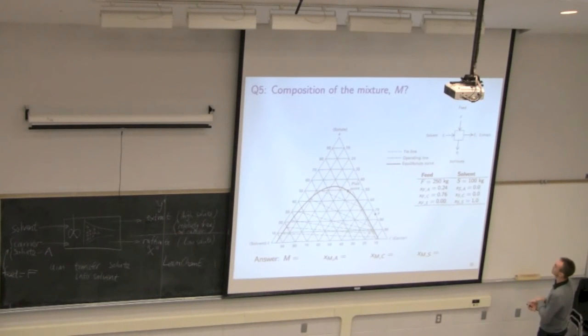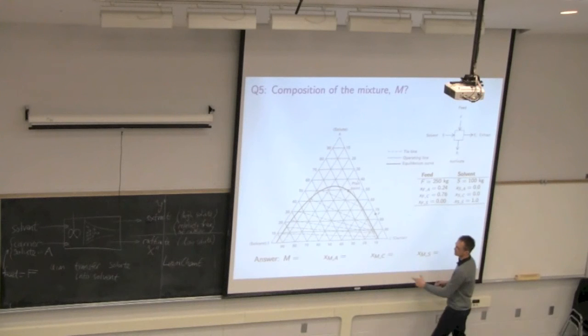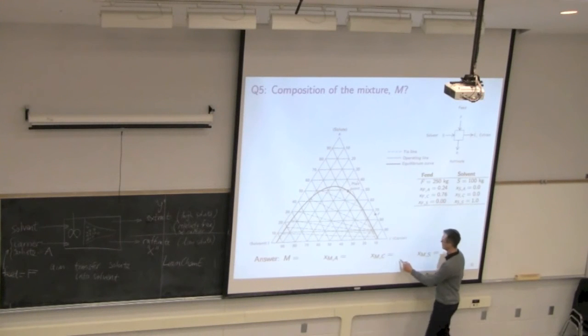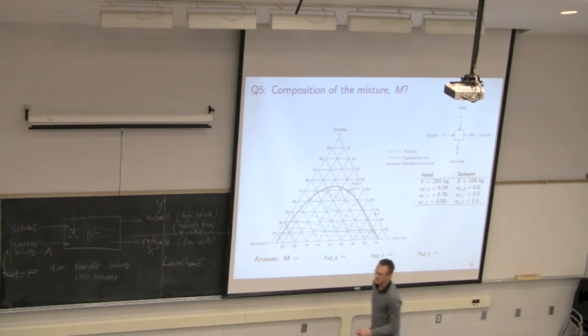What I'd like you to do is find the mixture mass. That's an easy one for you to get. What's the mass of the mixture? But then what's the composition of the mixture? Composition of A, C, and the solvent S in that mixture. So when I come around and hand these diagrams out, please take 2, one for now and one for practice later on at home. There should be enough to go around, 2 for everyone.